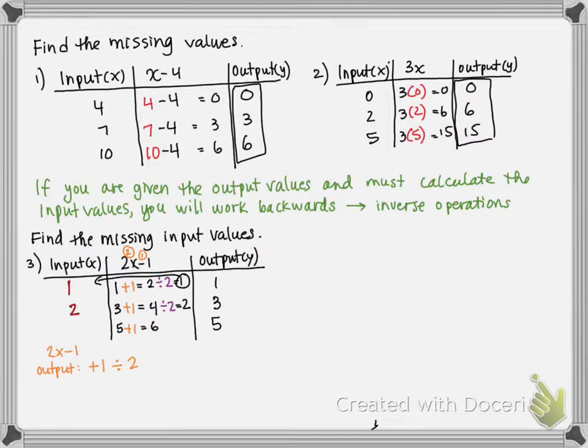Which equals 6. And then the inverse of multiplying by 2 would be dividing by 2. And that equals 3. So we're going to put 3 in the input column. So I can test it. 2 times 3 is 6. 6 take away 1 is 5. It works. So these are actually your answers, I should say.